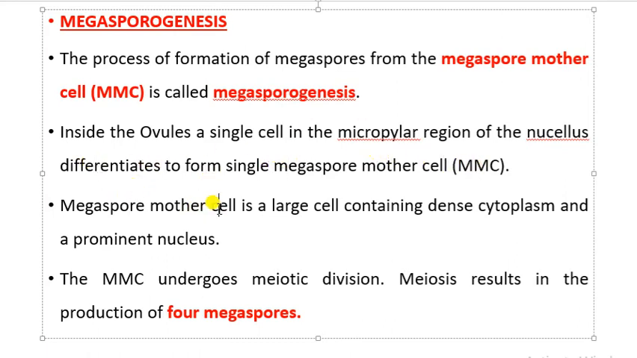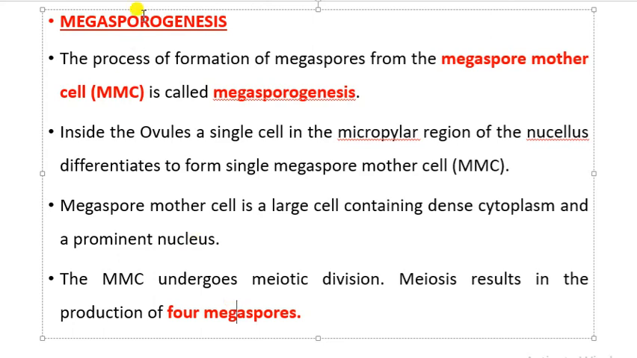This megaspore mother cell is very large and it contains dense cytoplasm and a prominent nucleus. This megaspore mother cell will undergo meiosis and lead to the formation of 4 megaspores. So this is how megaspore mother cells give rise to megaspores by the process of meiosis.